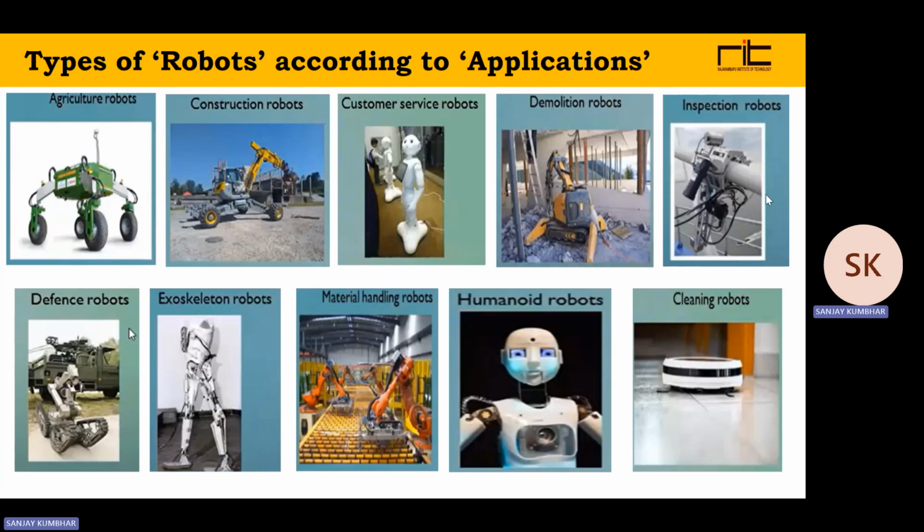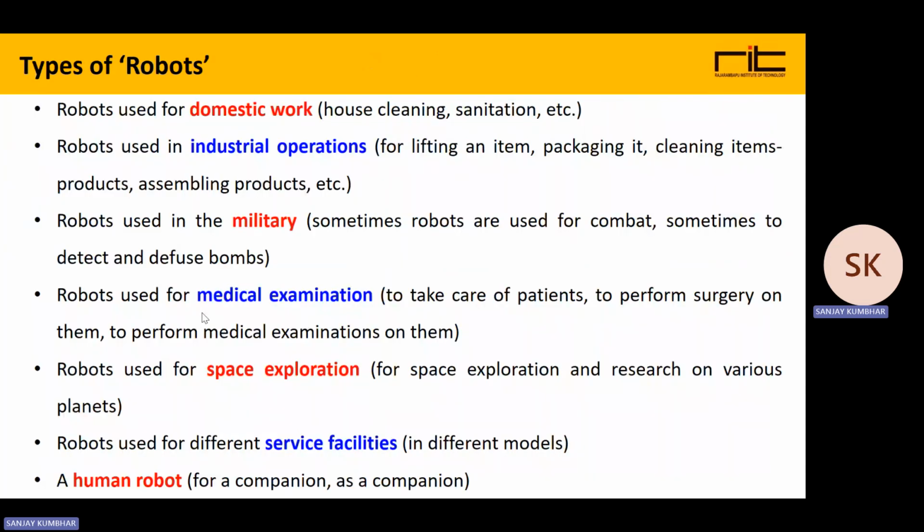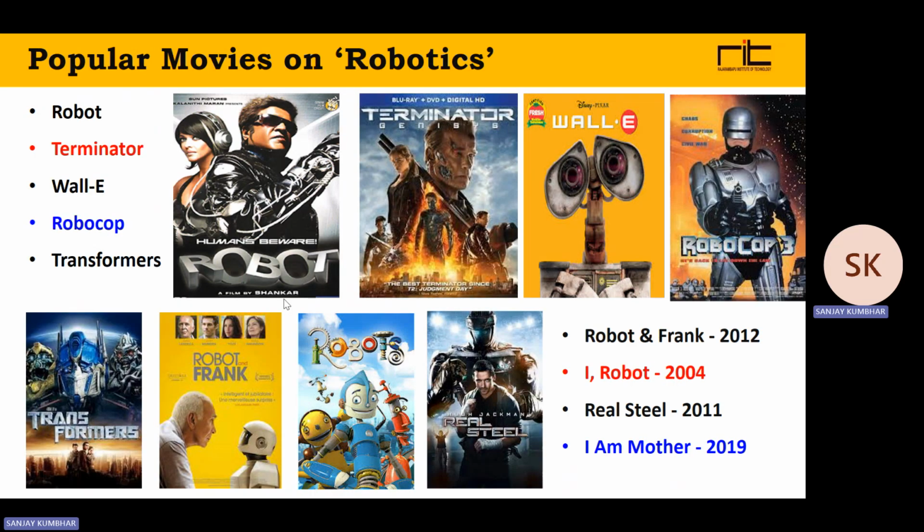So inspection robots are there, defense robots, material handling robots, humanoid robots, cleaning robots, logistic robots, medical robots, collaborative robots. Everywhere you will find these robots. According to the different work, there are different types of robots. I will not take much more time. Domestic robots are used for cleaning and sanitation, industrial robots for lifting and packaging, and there are military operations, medical operations, space services, and human robots.